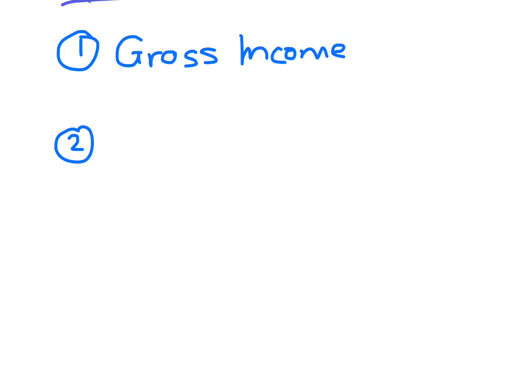Now, how this happens, basically, is the first thing you have to do is work out what's called your taxable income. Your taxable income comes from your gross income. So you've got to work out your taxable income, because that's the income that's going to be taxed, and then you can use the tax table to actually calculate the tax you owe.